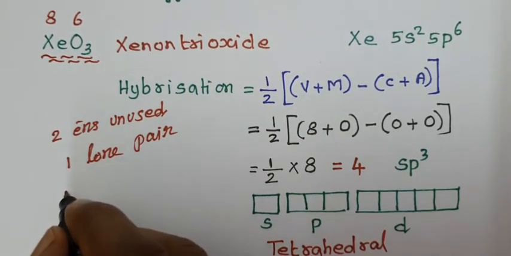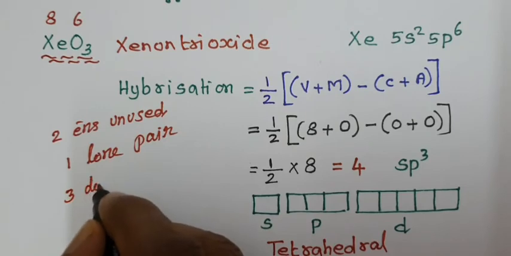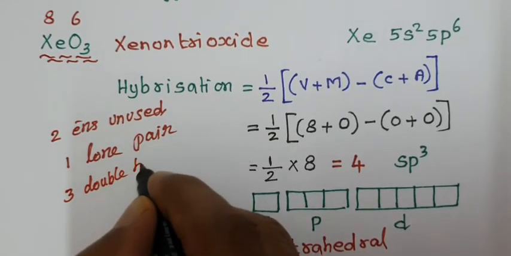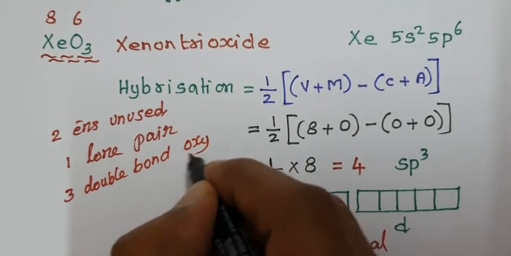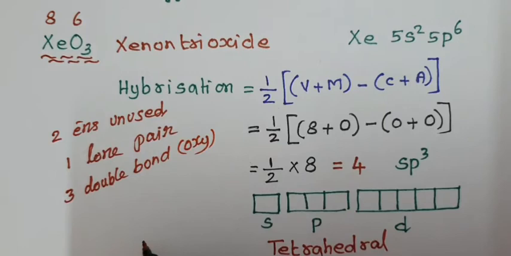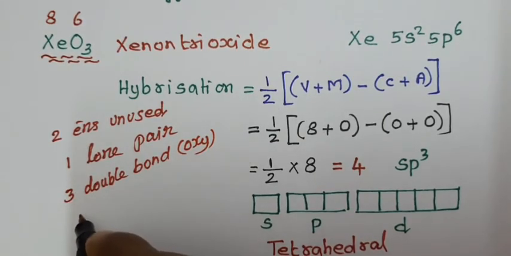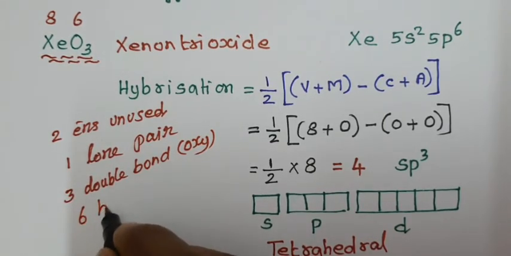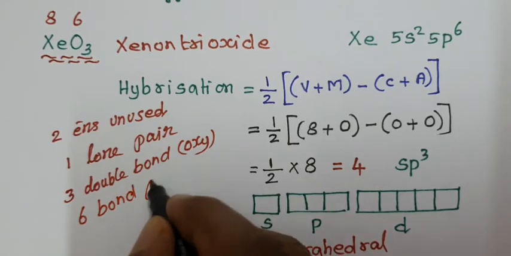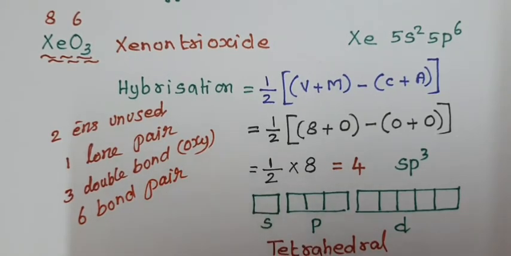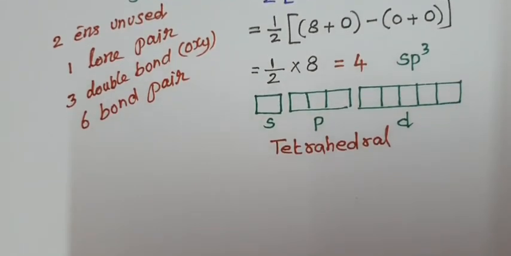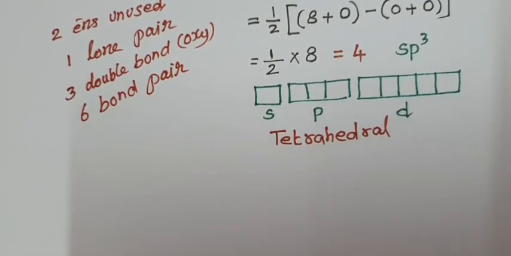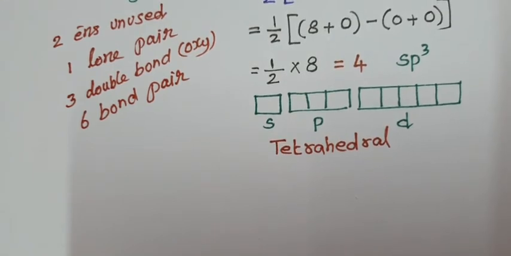Oxygen forms how many double bonds? 3 double bonds are formed by oxygen. 3 double bonds means how many bond pairs? 6 bond pair electrons are present in xenon trioxide. Now we are going to draw the tetrahedral structure of xenon trioxide, then we will convert it into the actual geometry.